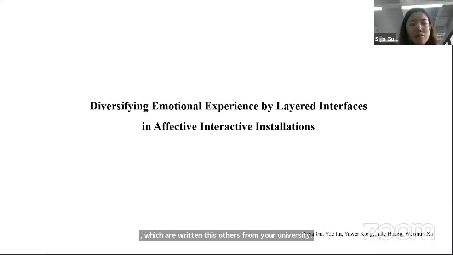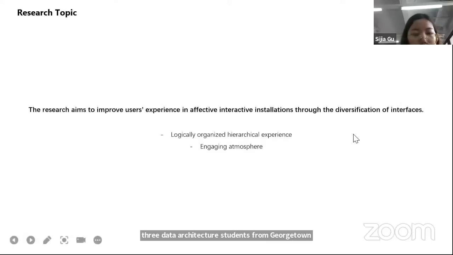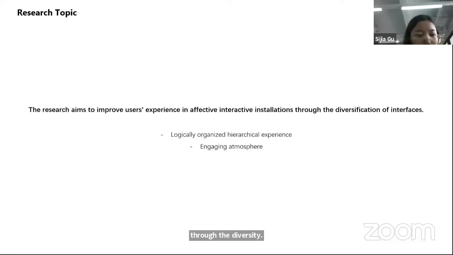Okay. Hello, everyone. My name is Gustavo, a fourth-year graduate architecture student from Zhejiang University, and I'm going to present a work of our team. This case-based research aims to improve users' experience in affective interactive installations through the diversification of interfaces. We attempted to layer the data and different models of interactions in order to logically organize hierarchical experience and thus provide a more engaging atmosphere to create more immersive experience for users to interact with installations.